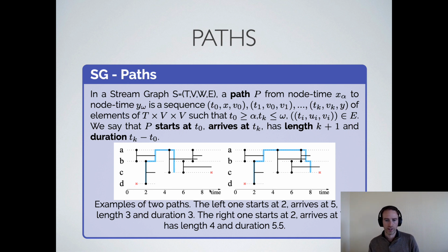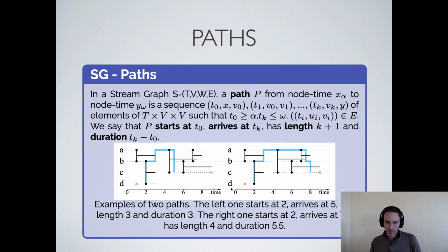So if we take the example here on the same stream graph, these correspond to two different paths. There is a first hop here, a second hop there, and a third here. So this path has a length of 3: 1, 2, 3, while this one has a length of 4: 1, 2, 3, 4. So you see that they both start from the same node time and arrive at the same node time, but they do not have the same length.